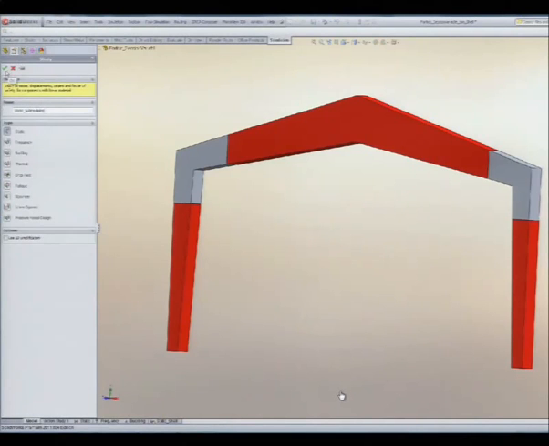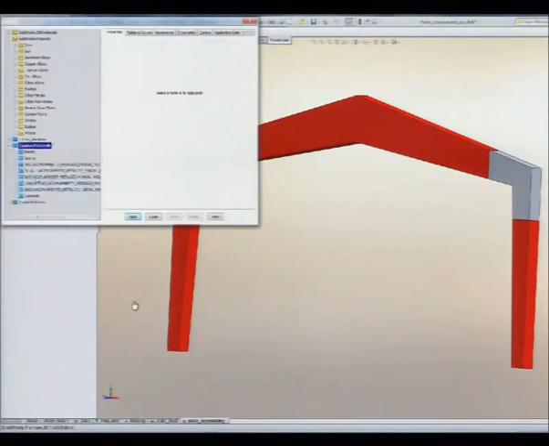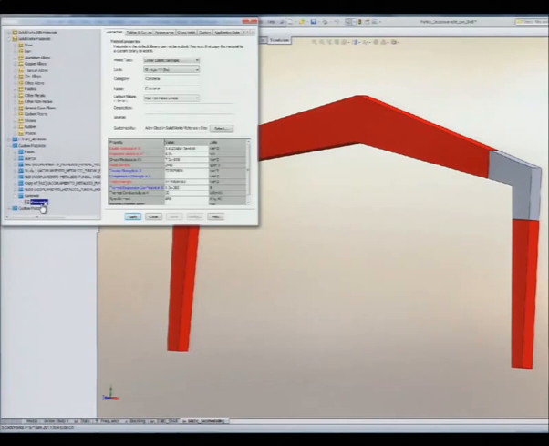So it's a static analysis. That's it. I select a static analysis. The material here: I had to create a concrete material. Because it's static, the only input that I need is Young's modulus, or elastic modulus, and Poisson's ratio, right?